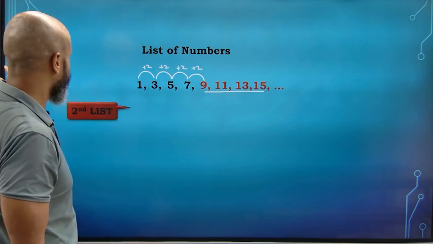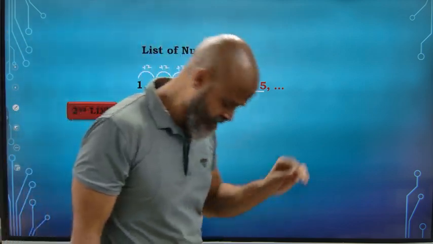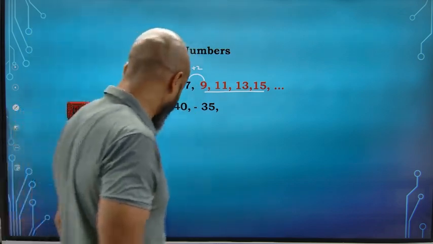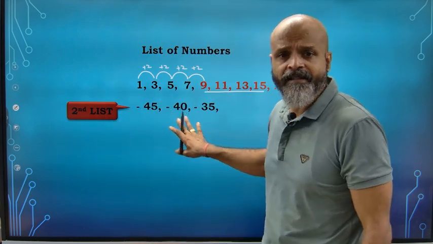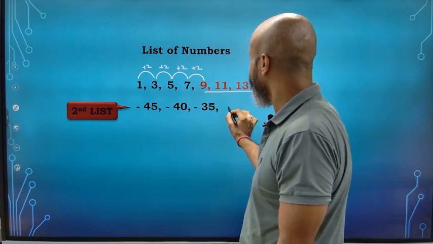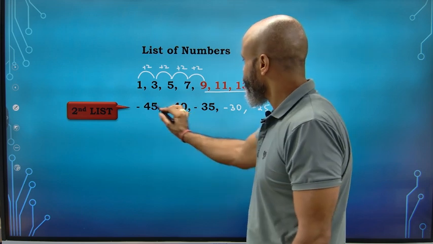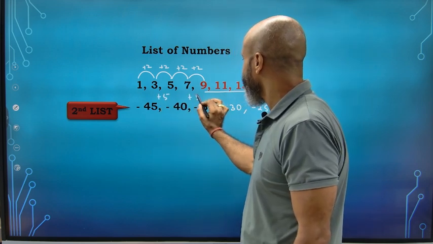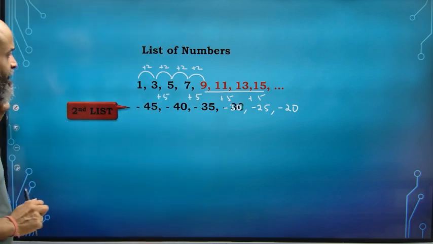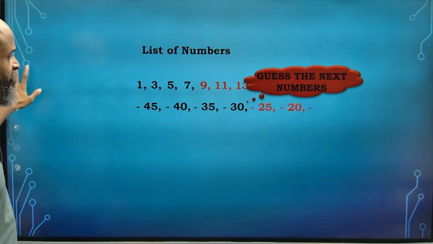Now, let's look at the second list: minus 45, minus 40. Can we predict the next set of numbers? The answer is obviously yes. It's not always that a sequence or a series is formed by adding common differences. It can be subtracting as well. So here we have minus 45, minus 40, minus 35. What would be the next numbers? Obviously minus 30, minus 25, minus 20. So here what we are doing is plus 5, plus 5, plus 5, plus 5, and so on. So in the second list also, we are able to predict the next set of numbers.